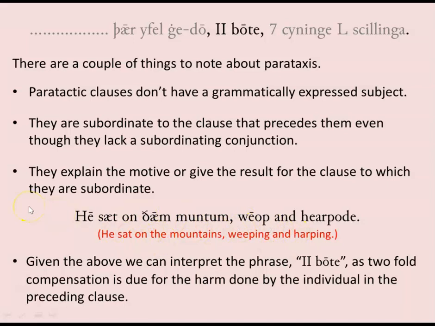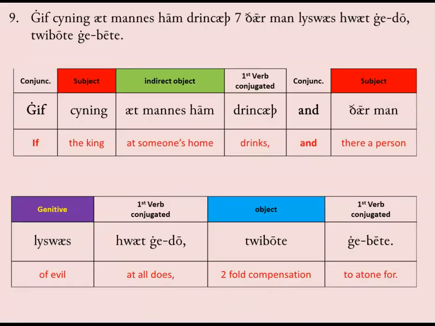Now, given the above, we can interpret the phrase toi bota as twofold compensation is due for the harm done by the individual in the preceding clause. Okay, yif kuning at manus harm the rinkath and tharaman luswas hawat yado toi bota yabeta. Okay, now, so here we go. Yif kuning at manus harm the rinkath and tharman luswas hawat yado tui bota yabeta.